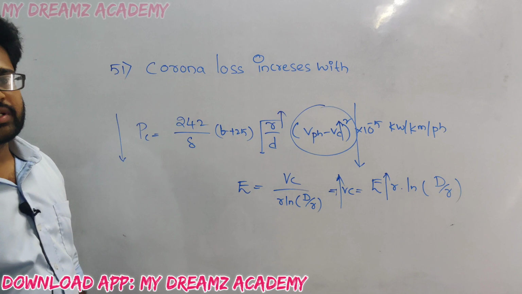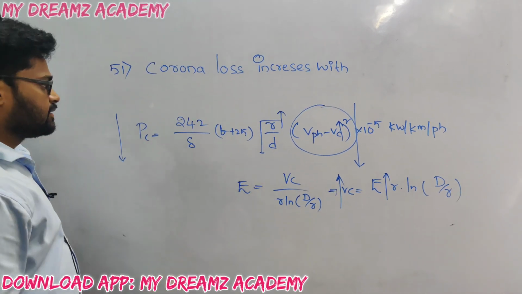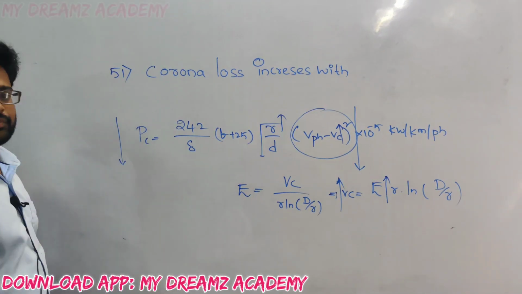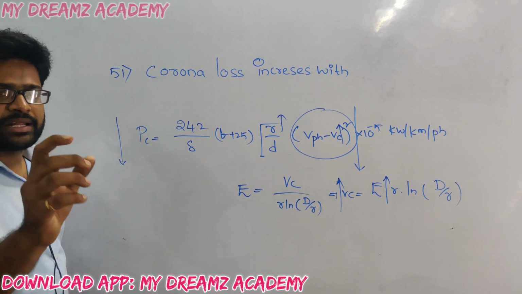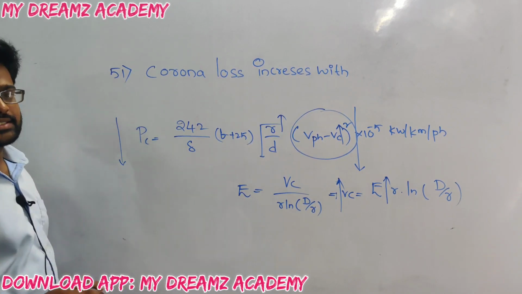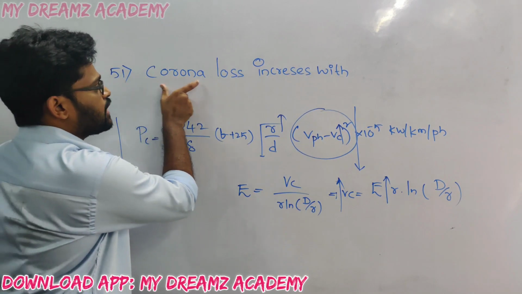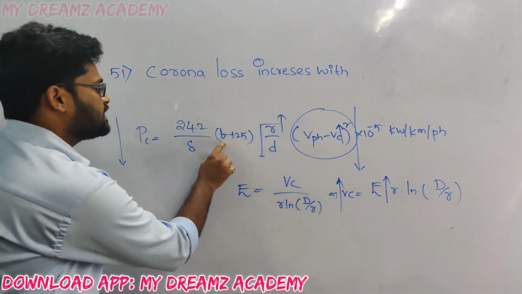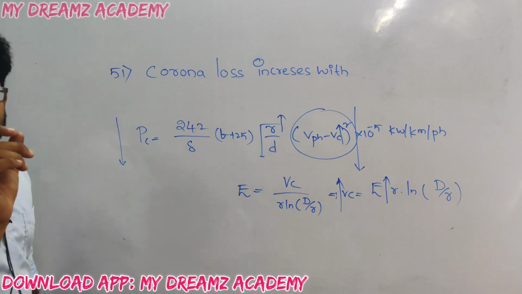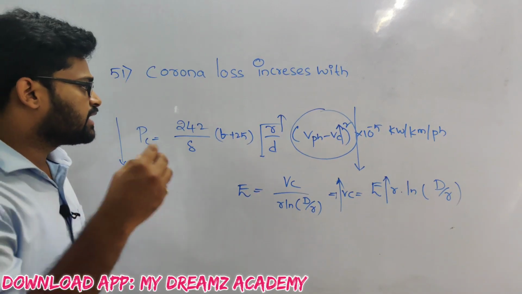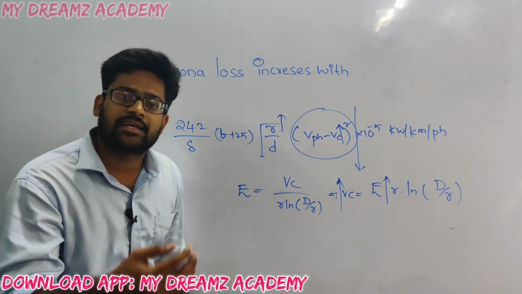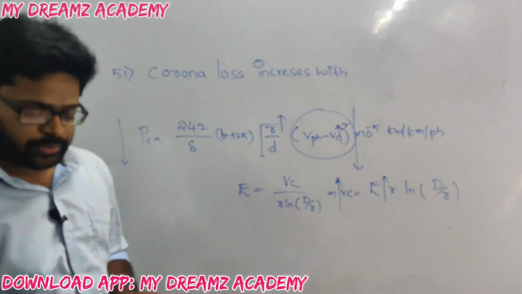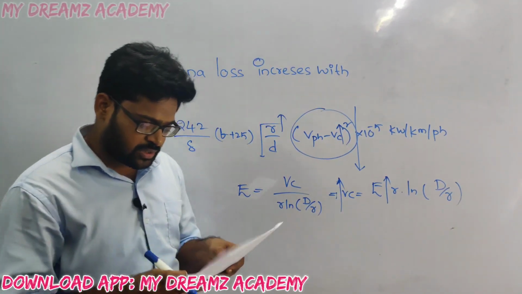This is the first case. Second case: if the frequency of the supply increases, then corona loss will increase. Our question here is, corona loss increases with increasing frequency, and also if the radius of the conductor decreases, corona loss will increase. Now I will read the options. We'll check which option is correct.